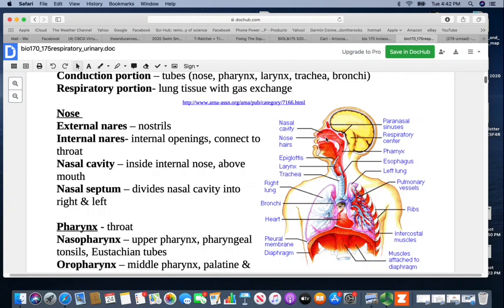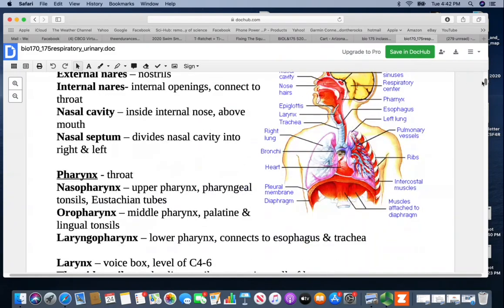The pharynx is going to be the throat, and we divide this into three regions. So the nasopharynx is this upper portion of the pharynx. It's going to have the pharyngeal tonsils and eustachian tubes. The oropharynx is the middle pharynx. This is the part that you would generally consider your mouth. It will contain the palatine and lingual tonsils. And then the laryngopharynx is going to be the lower portion of the pharynx. This will connect to the esophagus and the trachea.